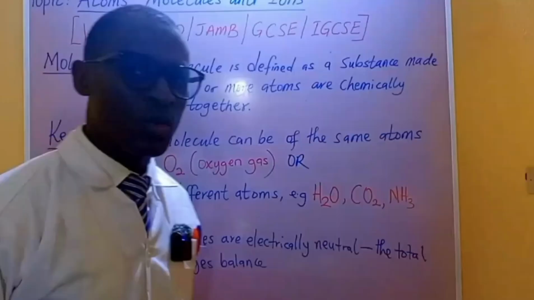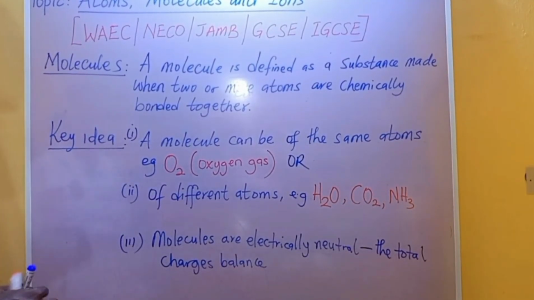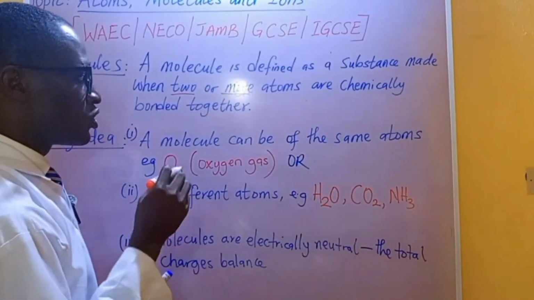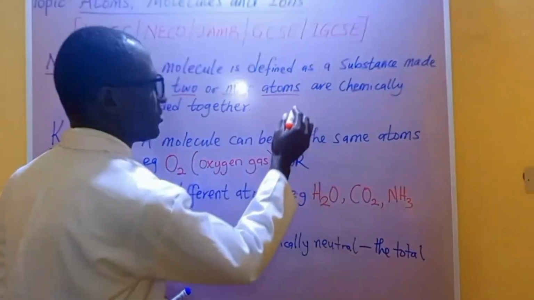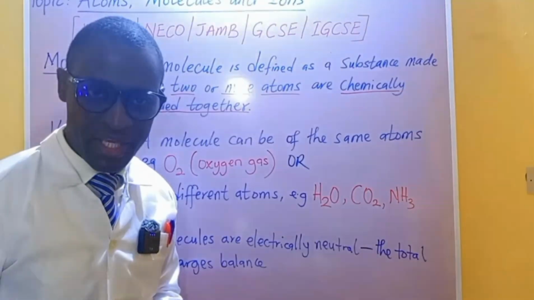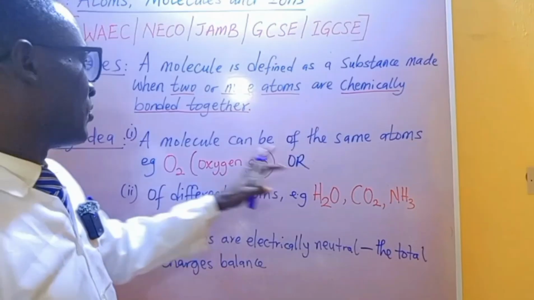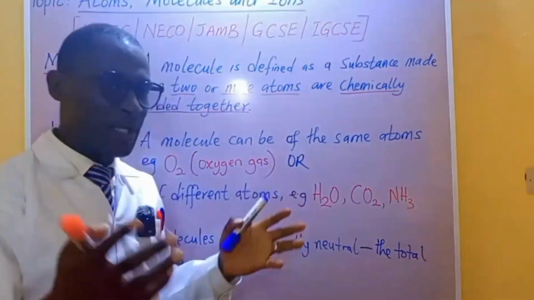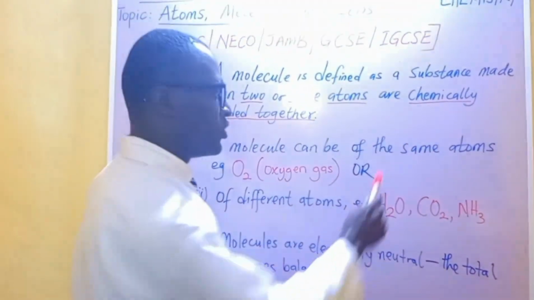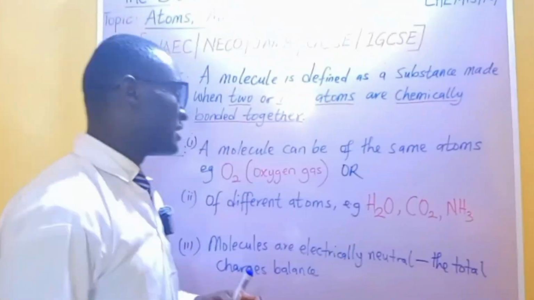Okay, molecule. What is a molecule? A molecule is defined as a substance made when two or more atoms are chemically bonded together. The examiner is interested in this phrase: two or more atoms. And chemically, they are chemically what? Bonded together. These keywords must be there in your write-up, in your answers, so that you'll be able to get the full mark. Two or more atoms, when they are chemically combined together, or joined together, or bonded together. So you must use this word. It cuts across all exam boards. You must use this word, chemically bonded together. So that's what a molecule is.